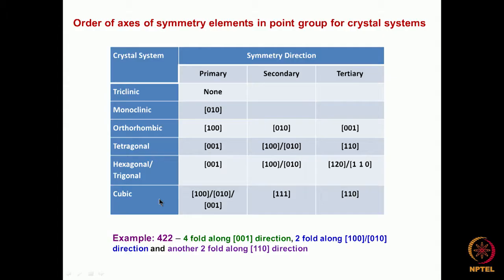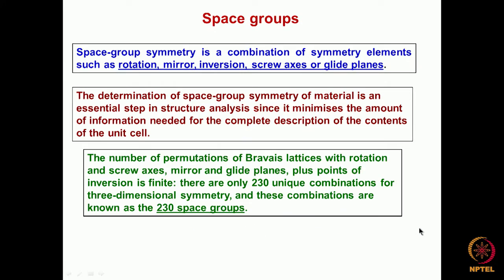Similarly for cubic, the first letter represents the symmetry operation present along 1 0 0, 0 1 0 or 0 0 1. The next letter represents symmetry operation along the body diagonal. Then the next one represents the symmetry along the 1 1 0 direction. So now it is clear how you can correlate it and find the different symmetry elements.